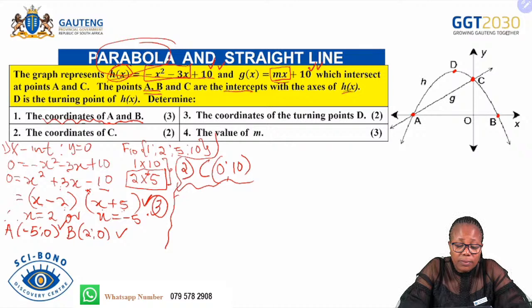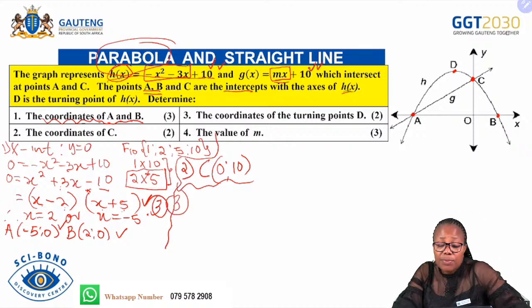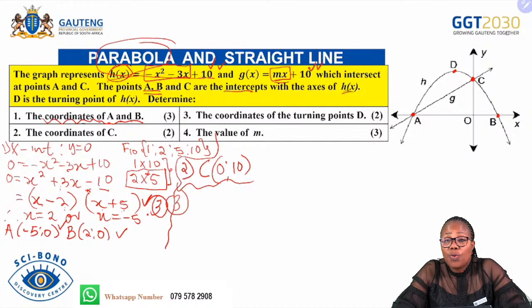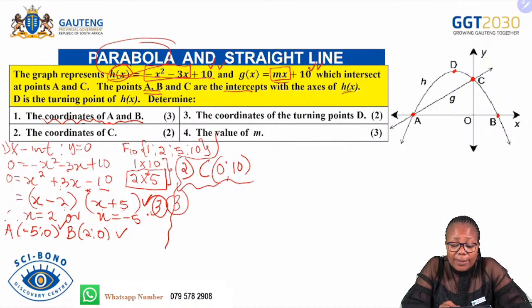Number 3, the coordinates of the turning point D. So we have 3 ways of doing it, grade 12s. Number 1, remember we are relying on the h at x because we are looking at the turning point D. D, as you can see, is on the h function. So now you have the formula on the formula sheet, which says that x is equal to minus b over 2a.